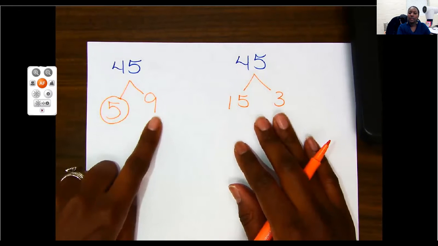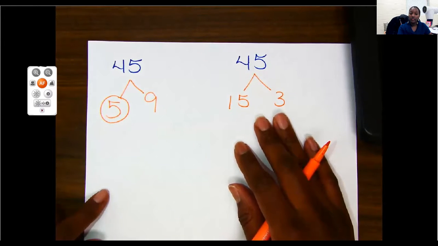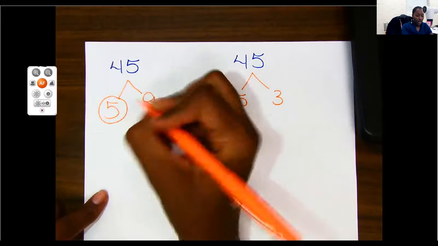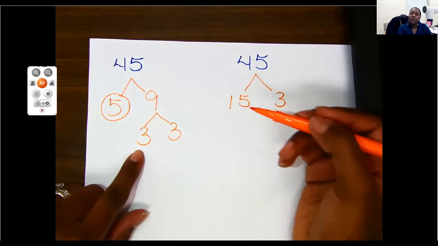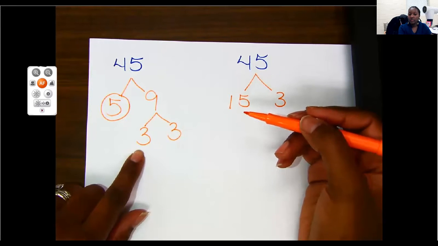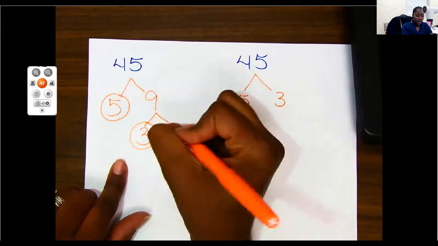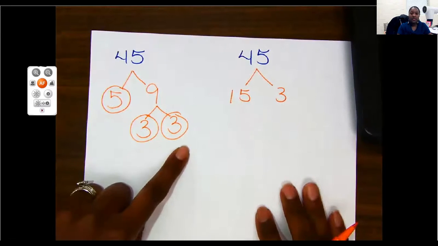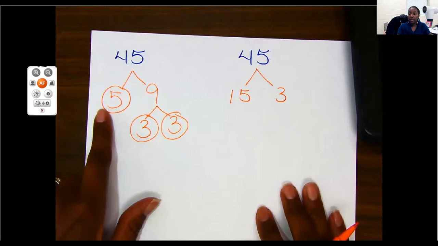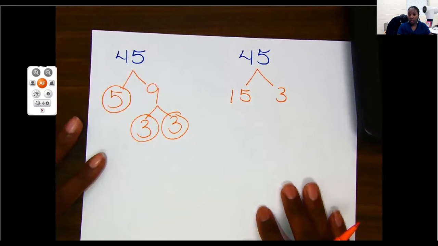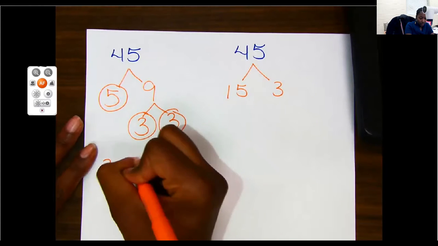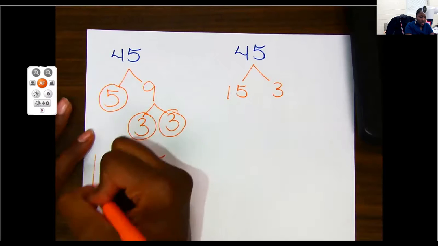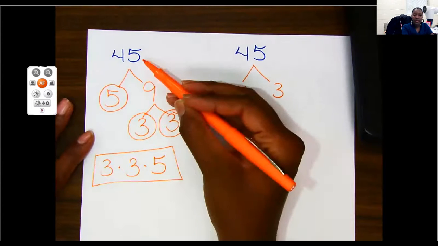Looking at this next one, what two numbers can I multiply to get 9? If you said 3 times 3, I agree with you. 3 times 3 gives me 9. Now I ask myself, what times what will give me 3? The only thing is a one. I don't want to use a one. So that means 3 is prime. So this is finished. These numbers that are circled are now my prime numbers. I need to put them in order using multiplication symbols to separate them. So 3 times 3 times 5. These are the factors of 45.